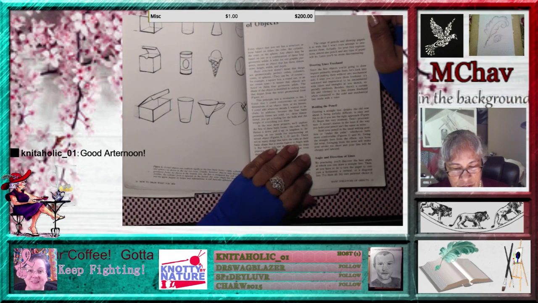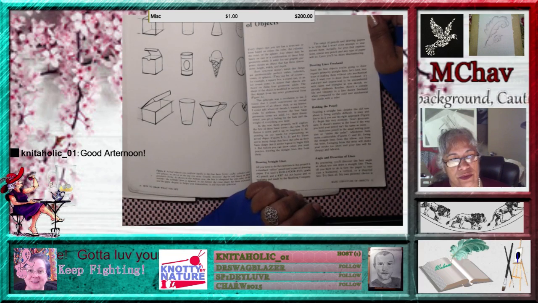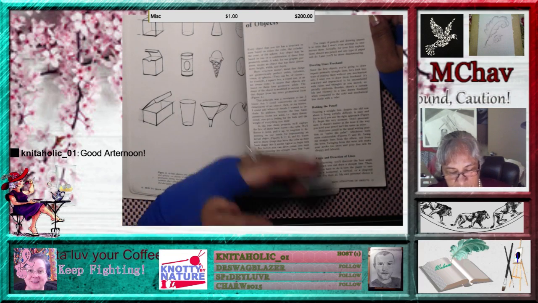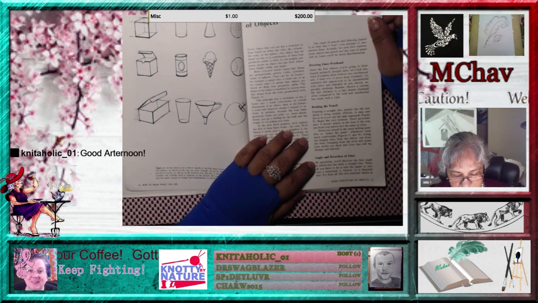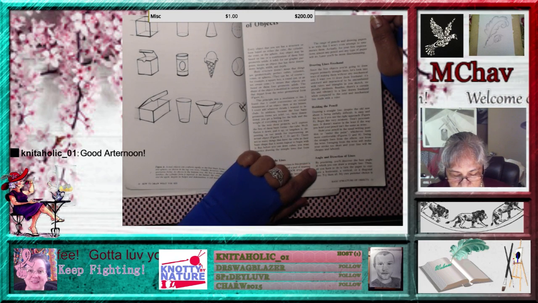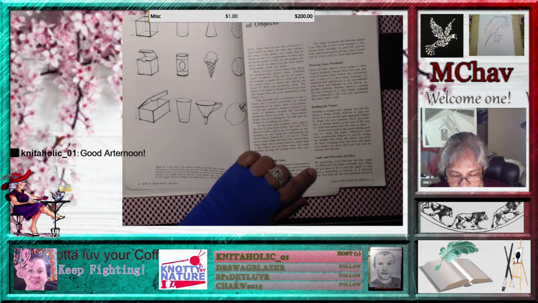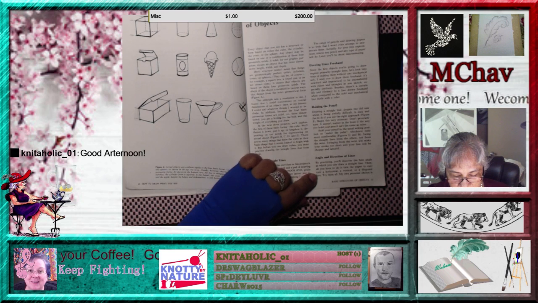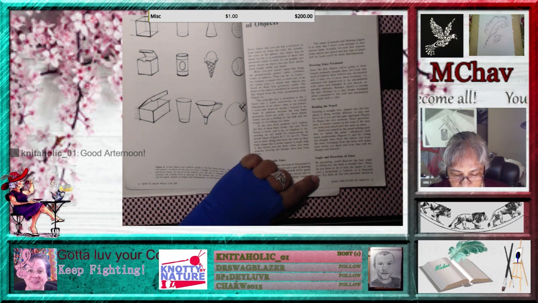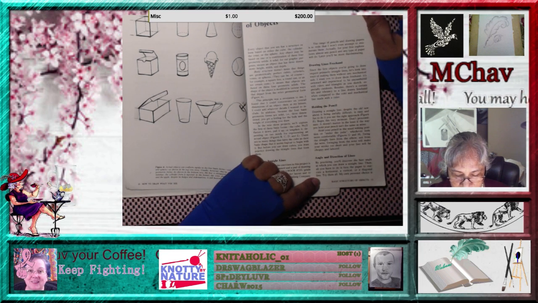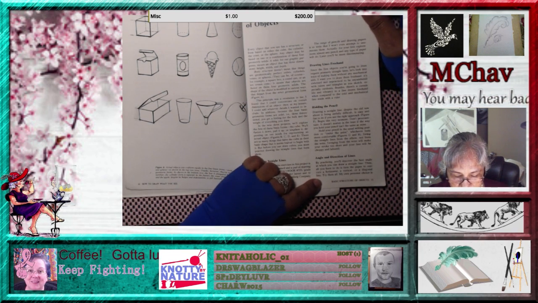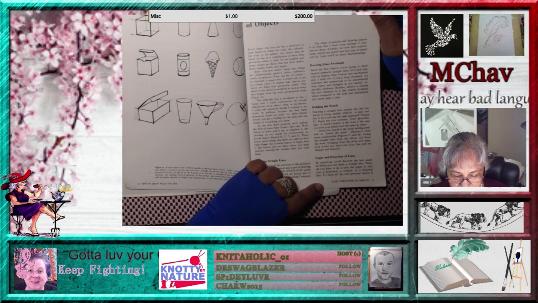After I finish the page, I will look up and see what's up there. Angle and directions of lines. By practicing, you'll discover the best angle at which you can draw straight lines. Then all you have to do is turn the paper and execute a horizontal, a vertical, or a diagonal line. Try them all.